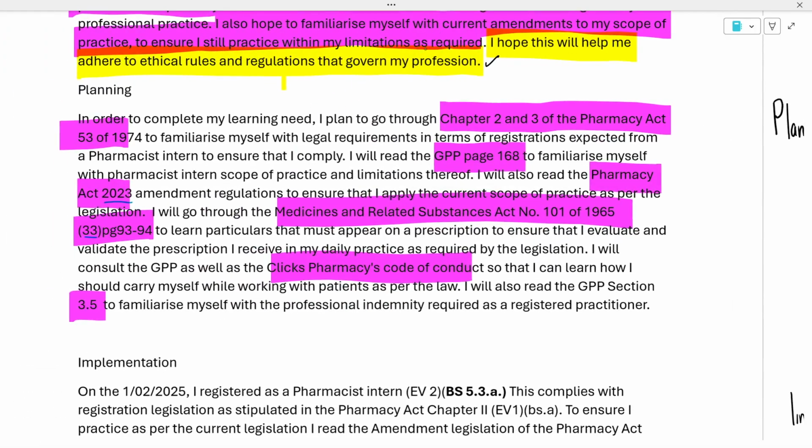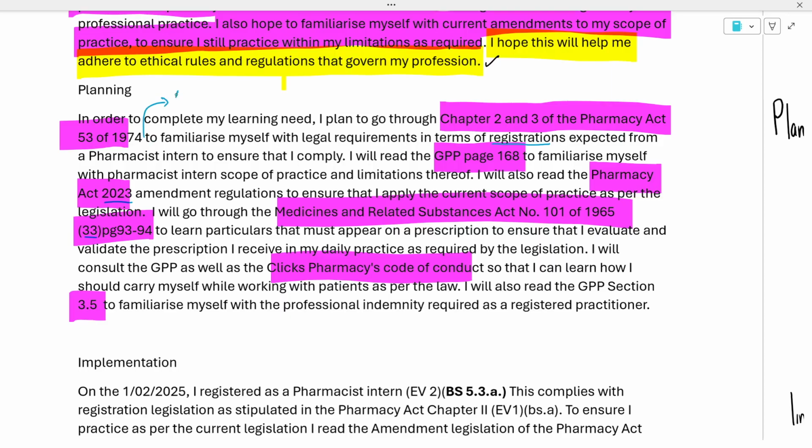Let's check what's missing with the resources. One, Chapter 2 and 3 of the Pharmacy Act. I don't think it's talking about registration requirement. Here, I believe you are referring to a regulation from the Pharmacy Act, a specific regulation that speaks about registration requirements. So actually citing Chapter 2 and 3 of the Pharmacy Act is incorrect. You need to state this specific regulation that you are applying.